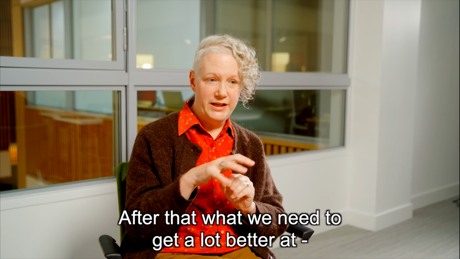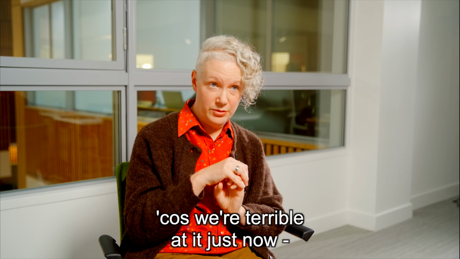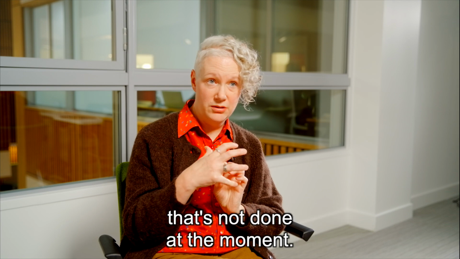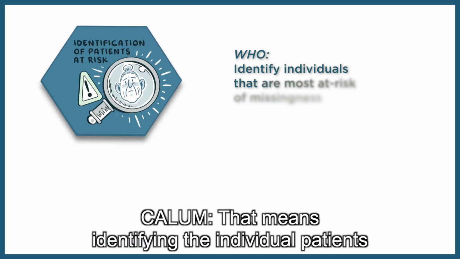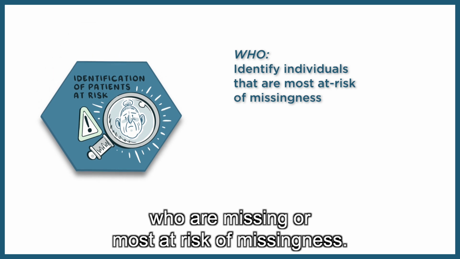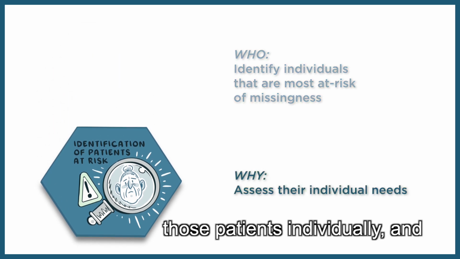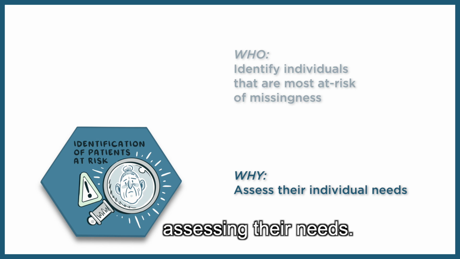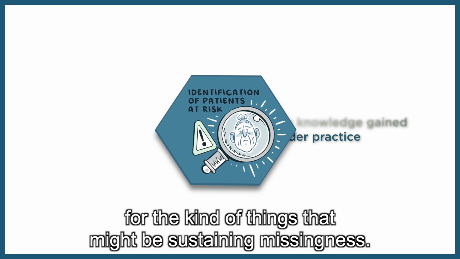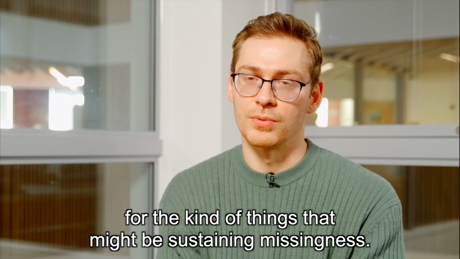After that, what we need to get a lot better at, because we're terrible at it just now, is actually identifying patients at risk of missingness. That's not done at the moment. That means identifying the individual patients who are missing or who are most at risk of missingness, what's happening for those patients individually, and assessing their needs. Taking those individual assessments and building a broader picture, in a practice, of the kinds of things that might be sustaining missingness more broadly.